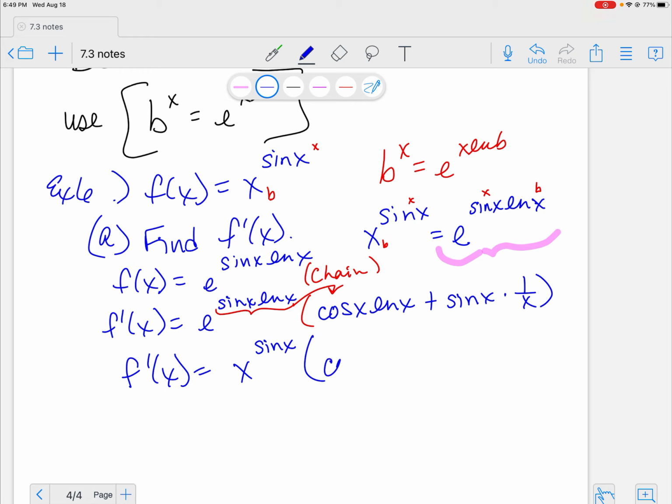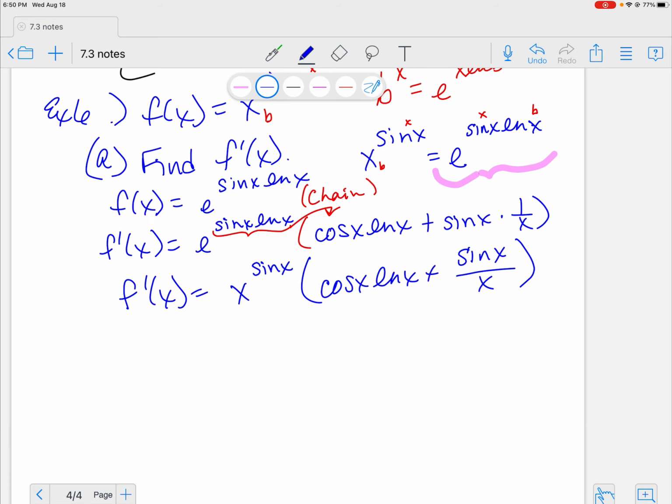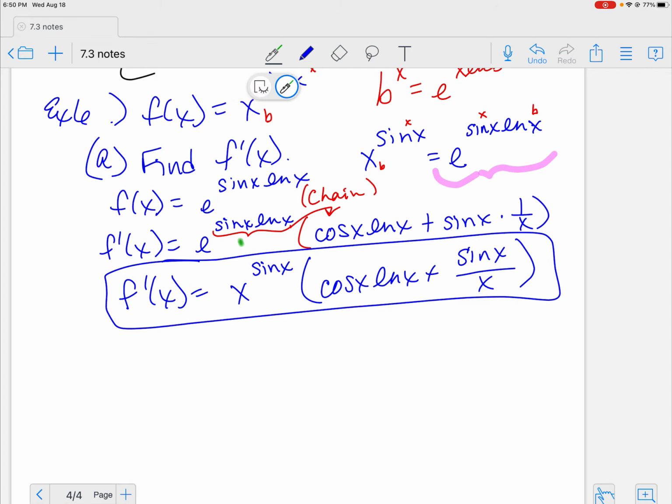Cosine x natural log of x, you can't do anything about that. And I'm okay if you leave this as sine of x over x. I don't care. That's totally fine with me. If you want to factor out that x out of the denominator, you can. You don't have to. I don't care. You could totally leave it like this. All right? You do have to take e back in terms of the original function, but otherwise, just leave it like that. I'm totally down for that.